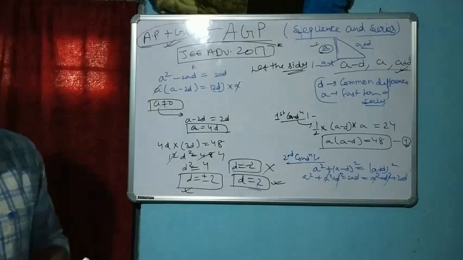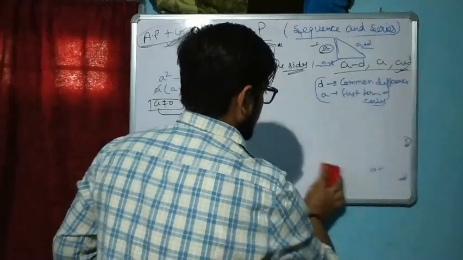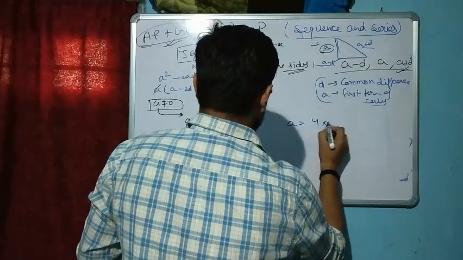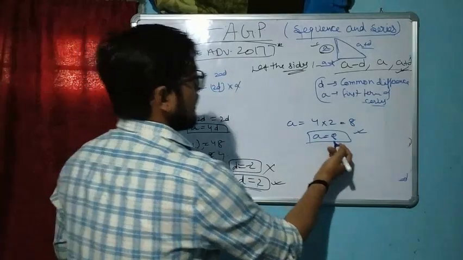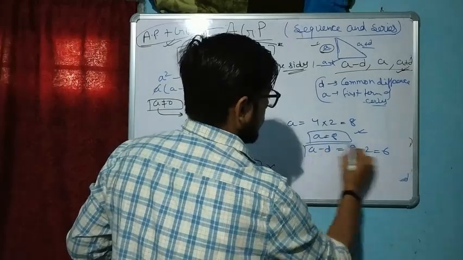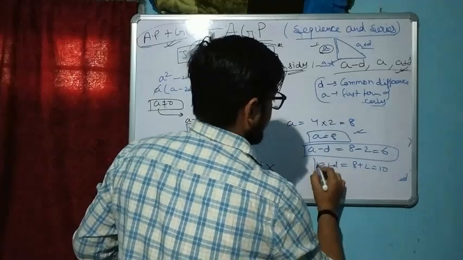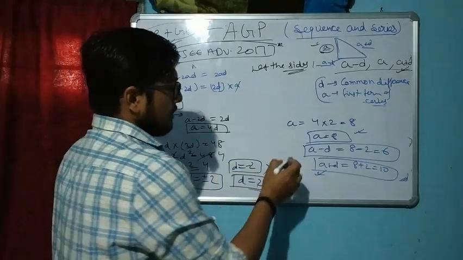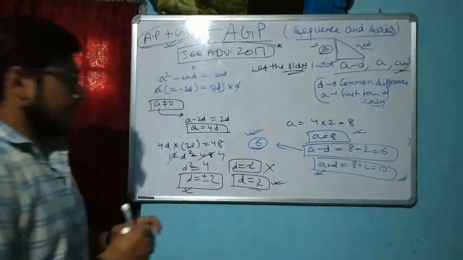Now since we have obtained d equals 2, we can find the value of a, which is 4 into 2. So a comes out to be 8. Next side is a minus d, which is 8 minus 2, that is 6. And the largest side is a plus d, which is 8 plus 2 equals 10. In the question we are asked to find the smallest side, which is basically 6. So this is the smallest side.